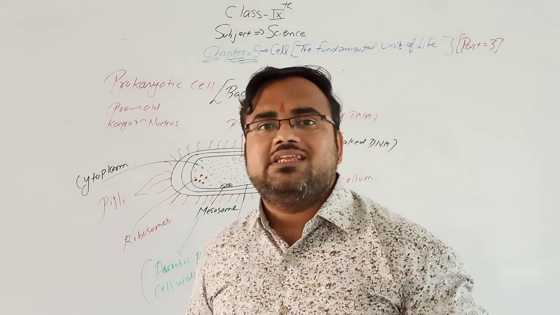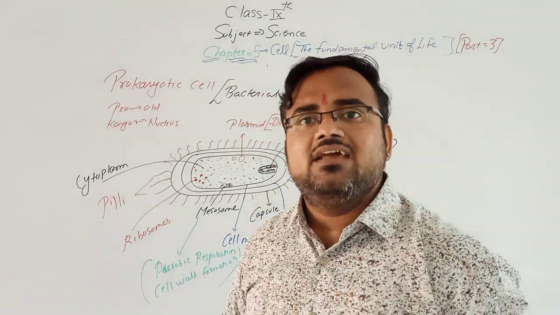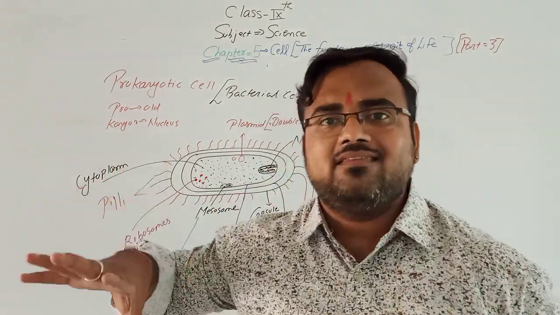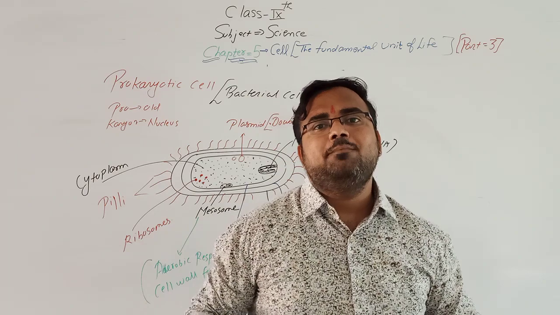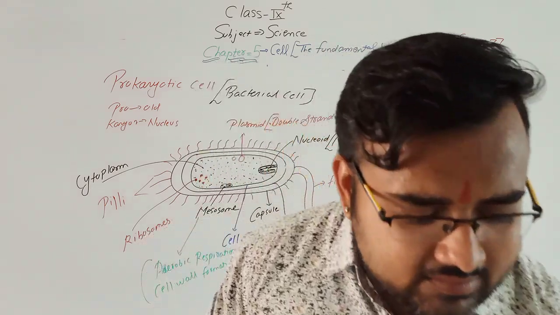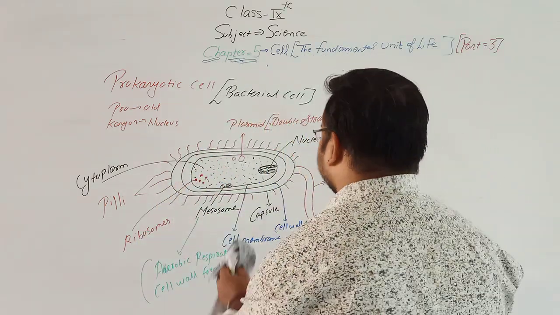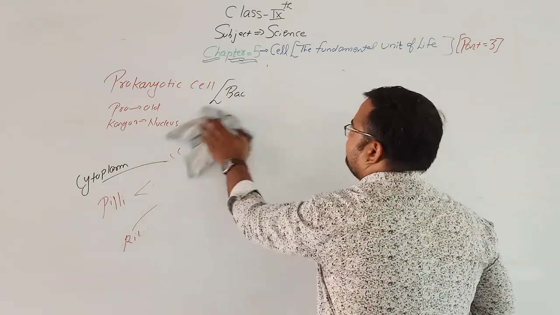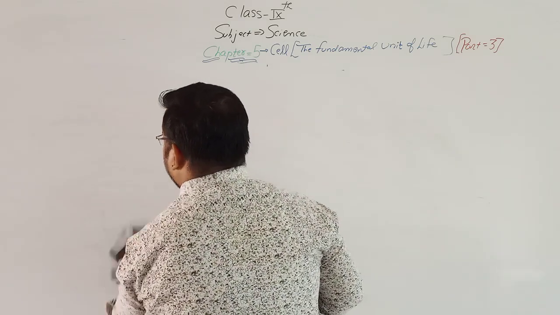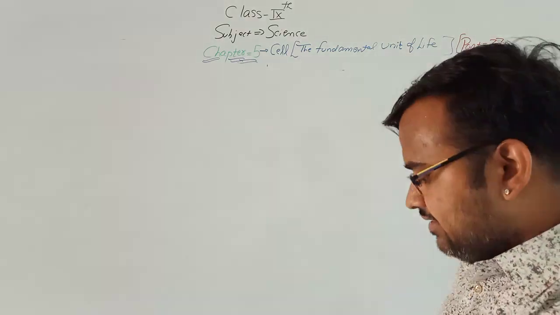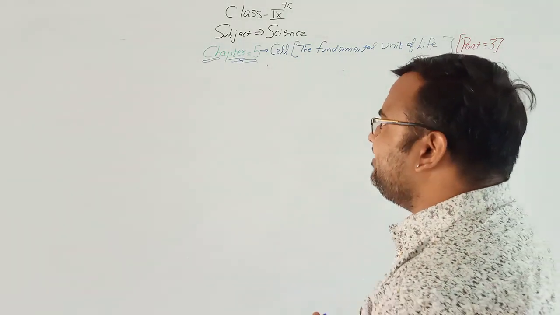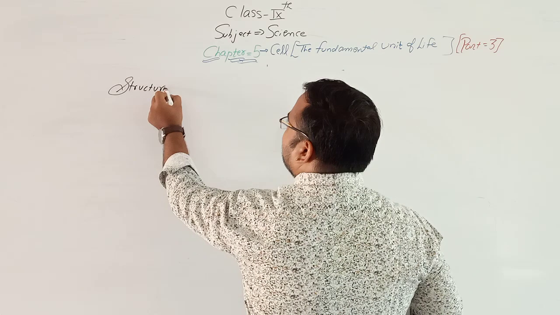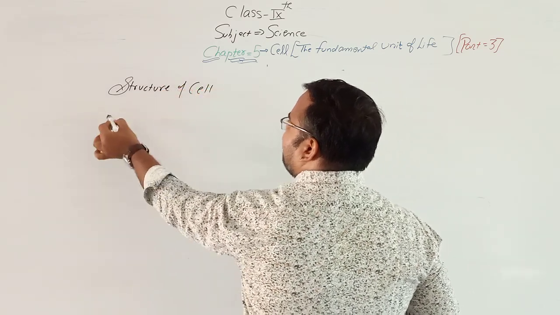The most important question is, what is the difference between prokaryotic cell and eukaryotic cell? Now we are going to discuss the basic structures of the cell. See, pay attention here. The basic structure of a cell contains 5 parts. Any cell contains 5 parts.